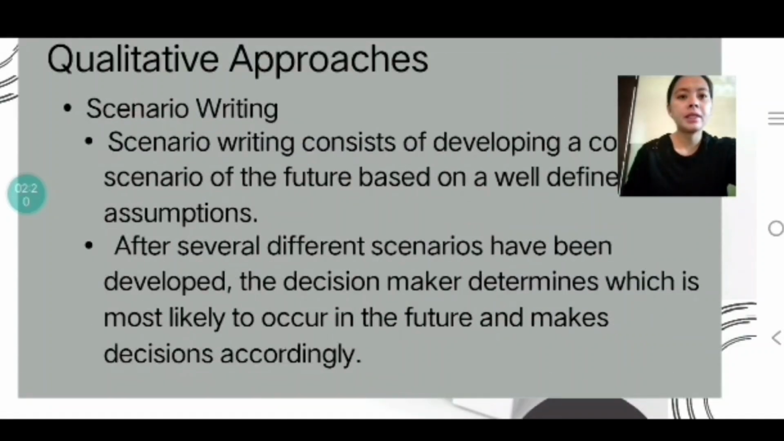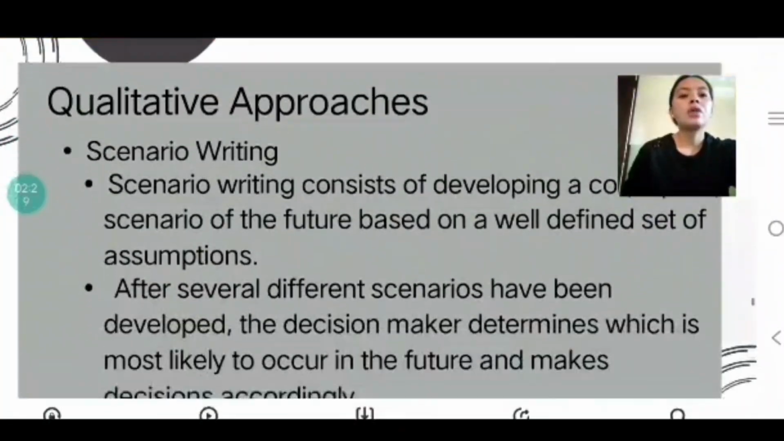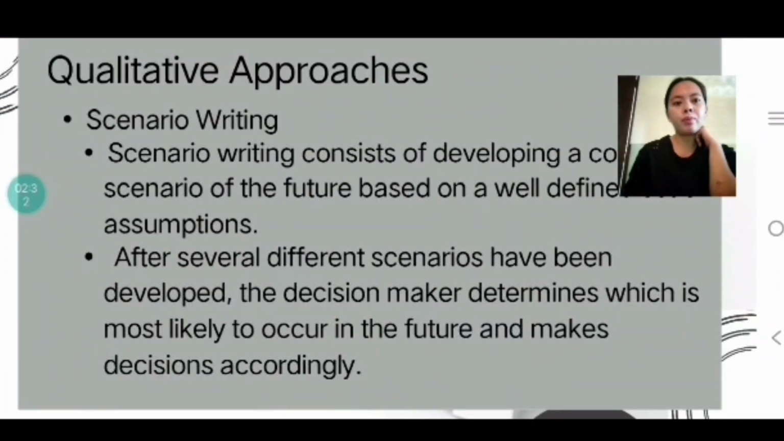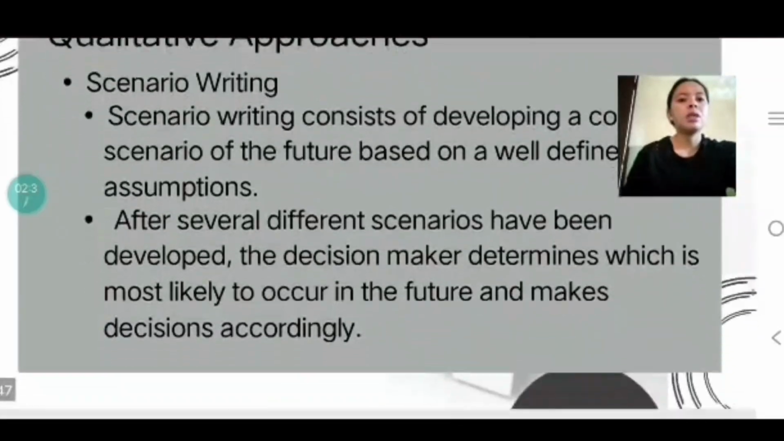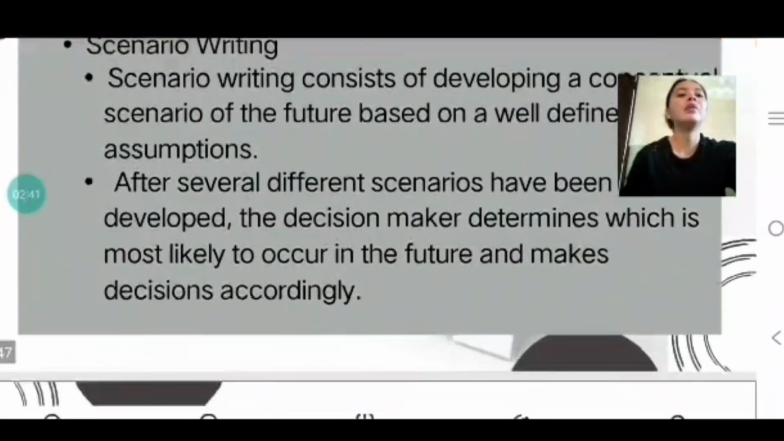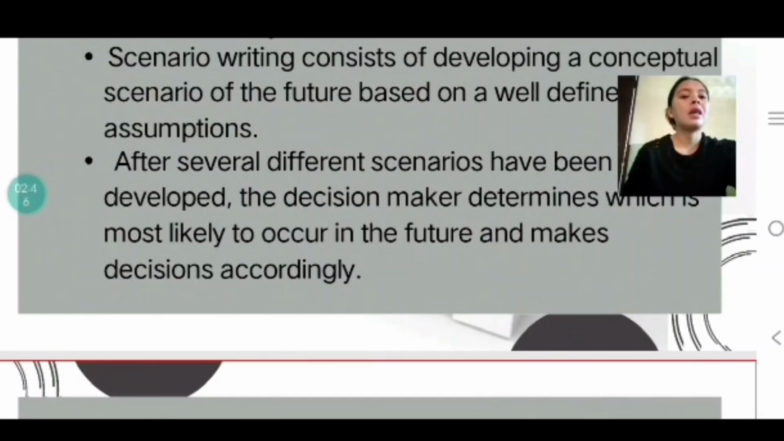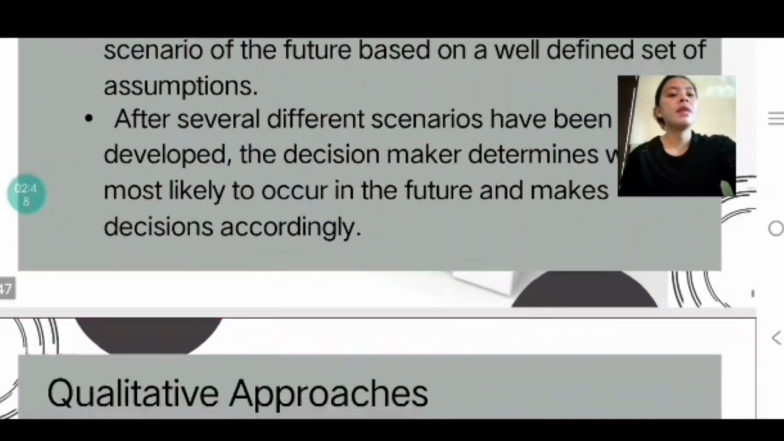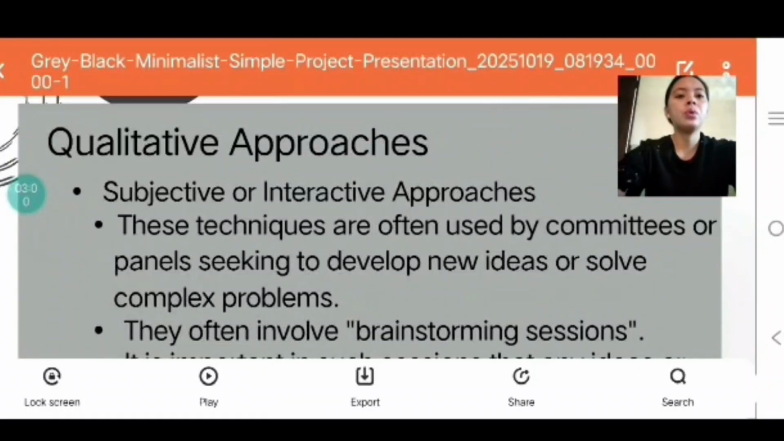We have here the scenario of qualitative. Scenario writing consists of developing a conceptual scenario of the future based on well-defined set of assumptions. After several different scenarios have been developed, the decision maker determines which is most likely to occur in the future and makes decisions accordingly. Qualitative also includes interaction.